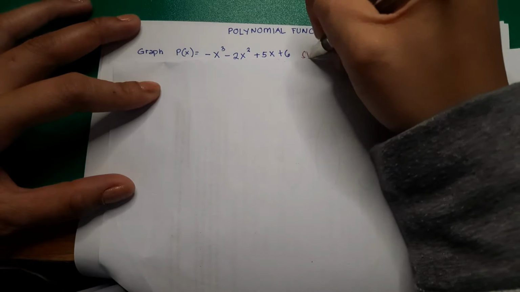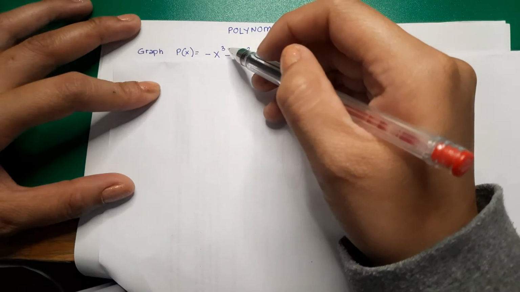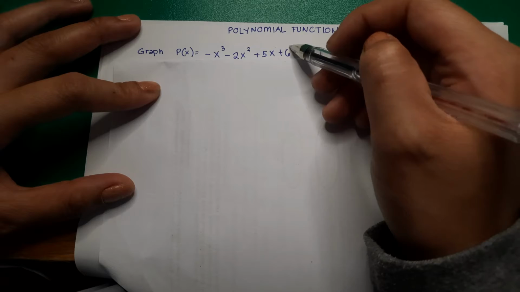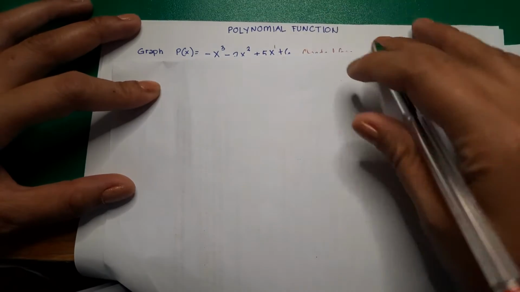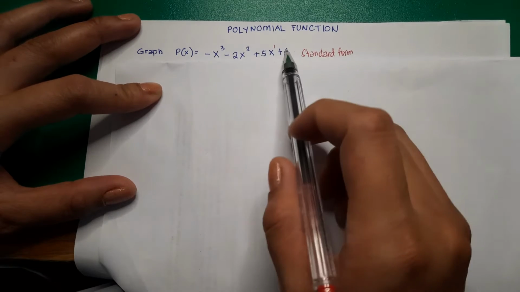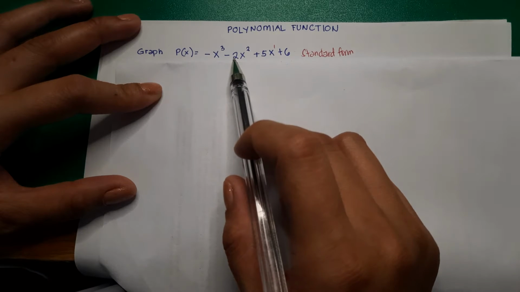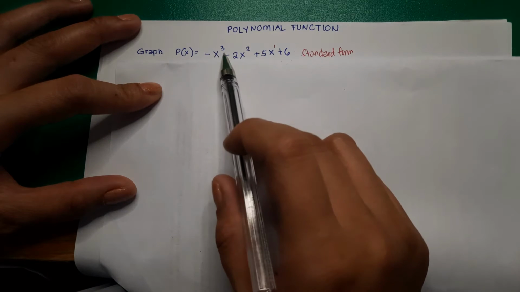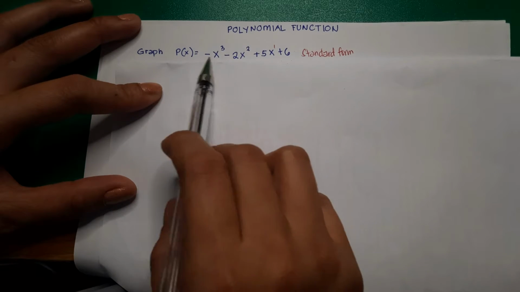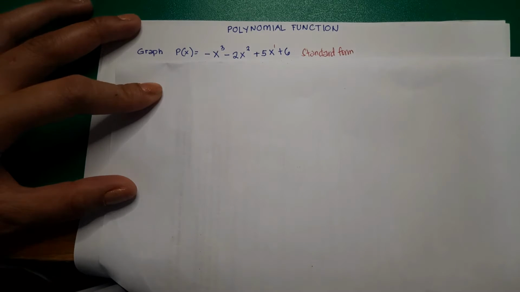Okay, this is standard form because its powers are 3, 2, 1, and then the constant. Meaning, it is in descending order of powers. It can also be ascending, where you start with the constant, then 5x to the power of 1, minus 2x squared, minus x cubed. But the common one is descending order, starting with power 3, then power 2, then 1, then the constant.